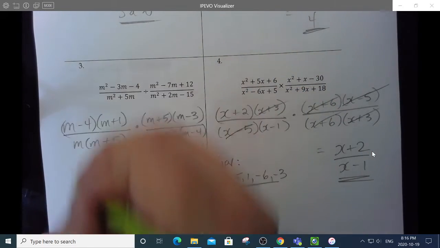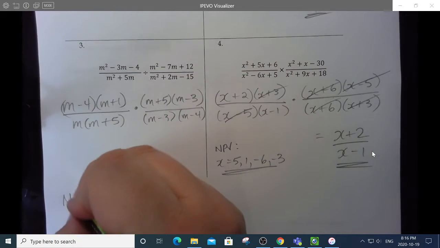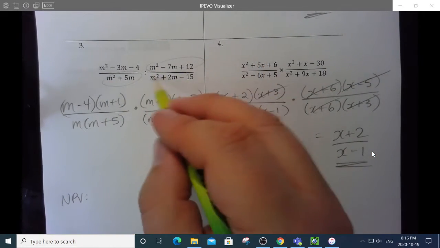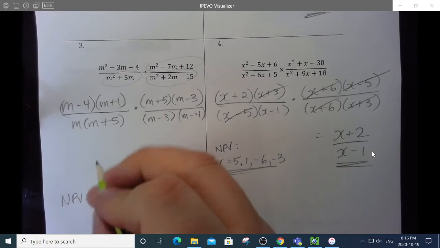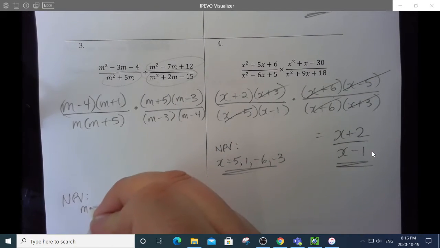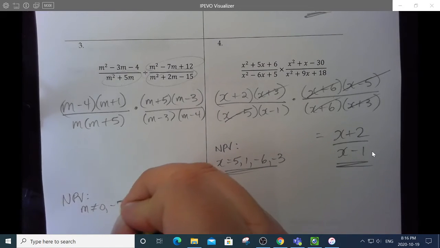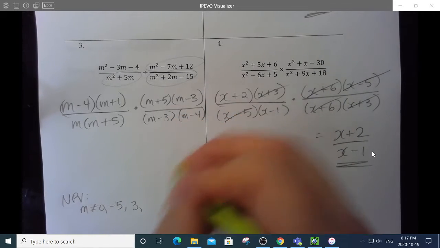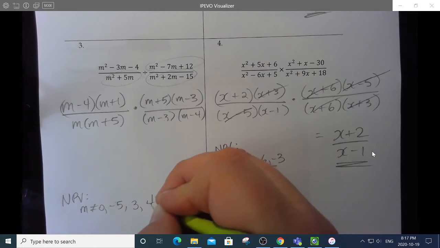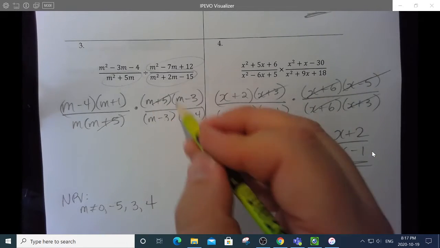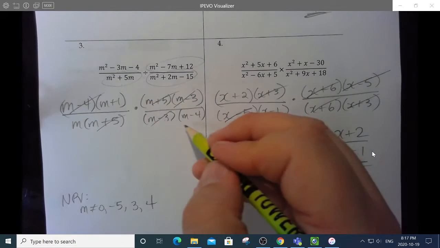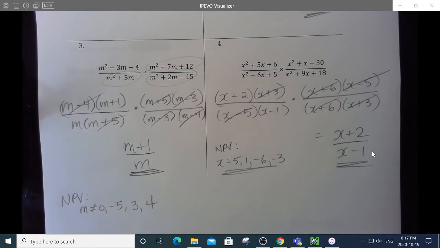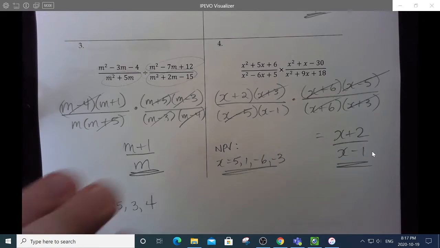Okay, let's do the non-permissible values while we're doing it here. So NPV, am I on the screen? My non-permissible values are, okay, remember, this was a divide. So here, here, and here, you can't have a zero. So on this level, m can equal 0 or negative 5. On this level, still negative 5, and this time 3. And on this level, 3, which I already got, and 4. Okay, let's simplify. Bye-bye, bye-bye. Bye-bye, bye-bye. And look at that. I get m plus 1 over m. Right on. Okay. That was page 4.